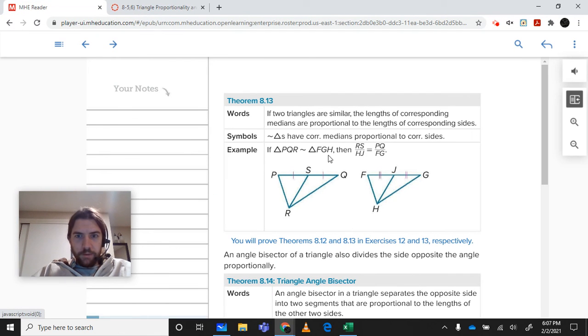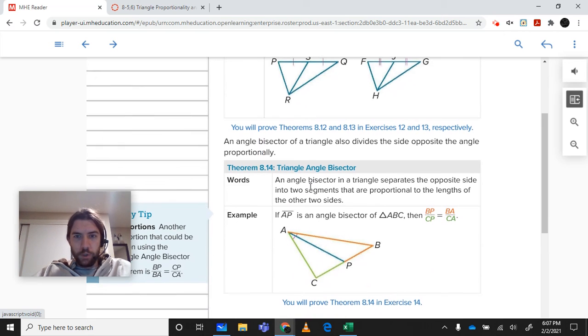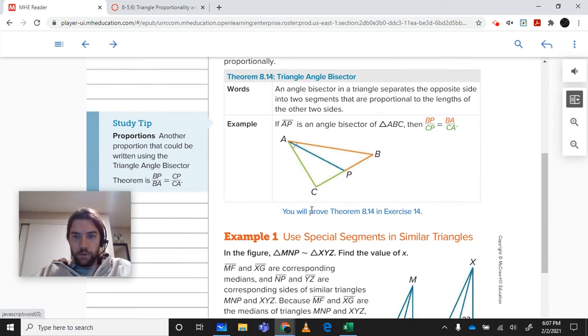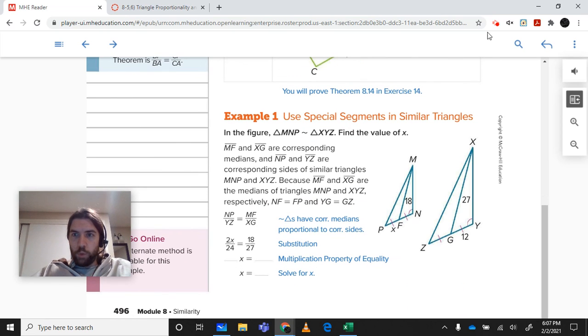So the way they write that is, for this one, for example, they are saying the proportion between RS to HJ is the same proportion as PQ to FG. So if my example was that 1:2 proportion, that 1:2 proportion holds true no matter what you're looking at. Okay, so we'll try to use that in example 1 in the next video.